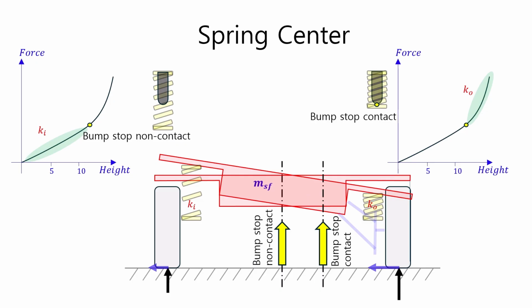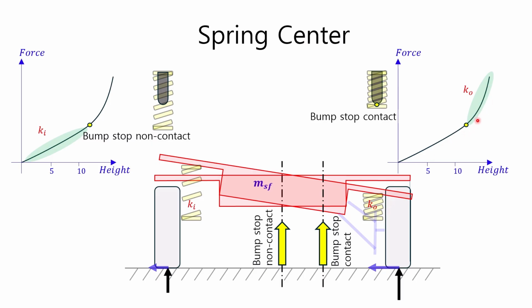Even if both the left and right sides are linear springs, when the compression increases and the bump stop operates, the bump stop stiffness is added to the spring stiffness of the spring on the side where the bump stop operates, so the overall spring constant increases.